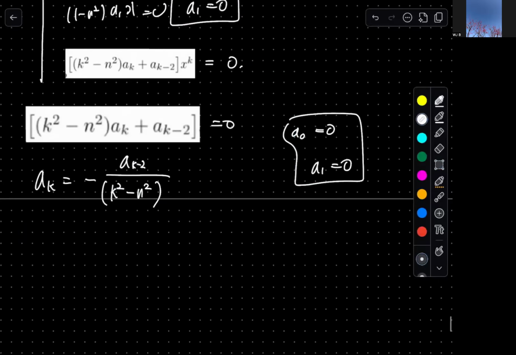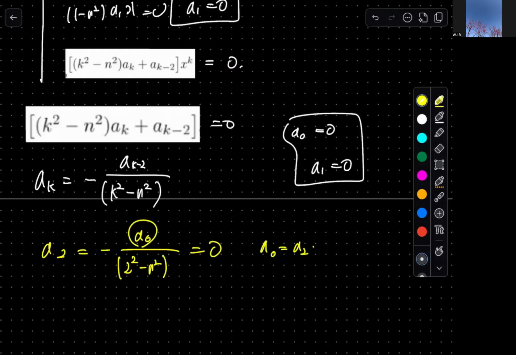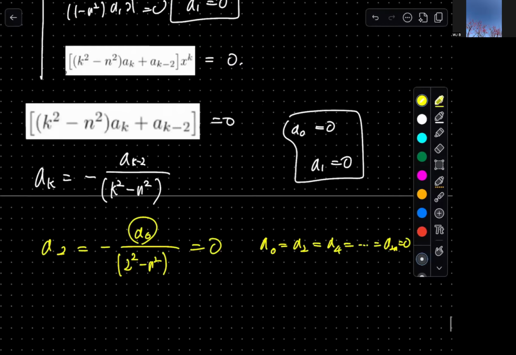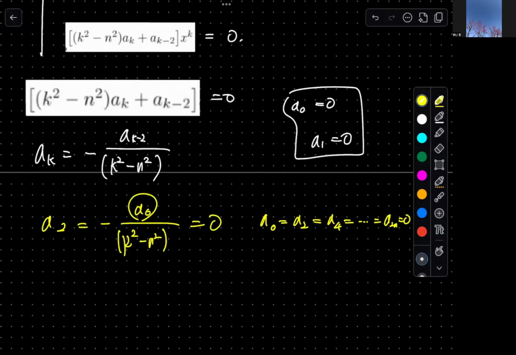You can now start with a_2. So now I'm going to start with a_2, where a_2 is going to depend on a_0, over 2 squared minus n squared. And because a_0 was 0, it will become 0. And in fact, if a_0 was 0, a_2 is going to be 0, and a_4 is going to be 0. It goes on and on. Because a_4 will depend on a_2, every even term will actually become 0, unless n is equal to k. So n cannot be k.